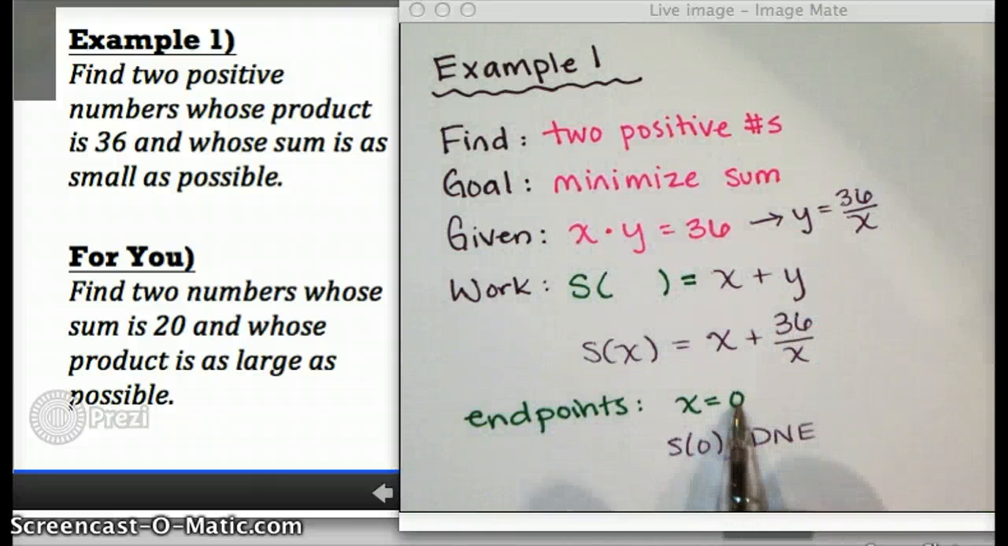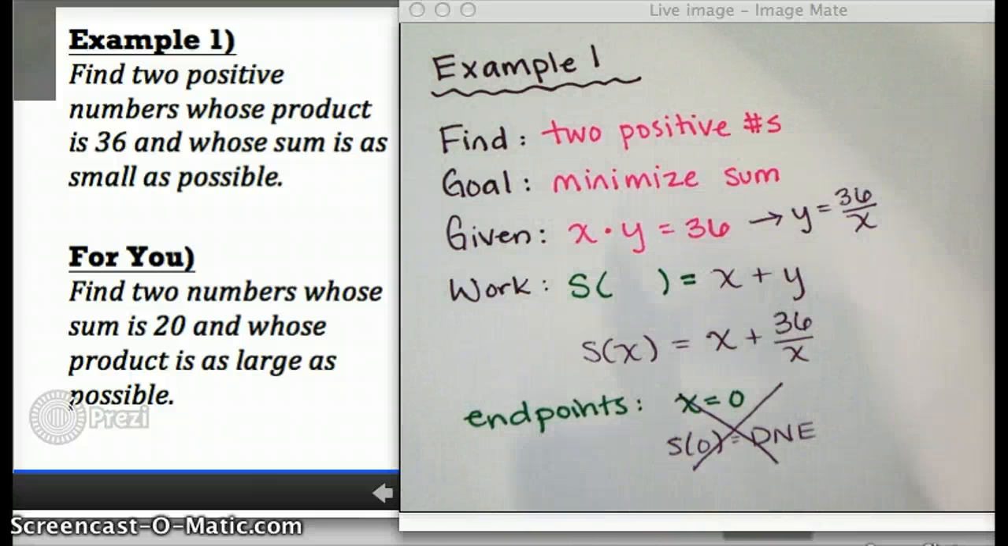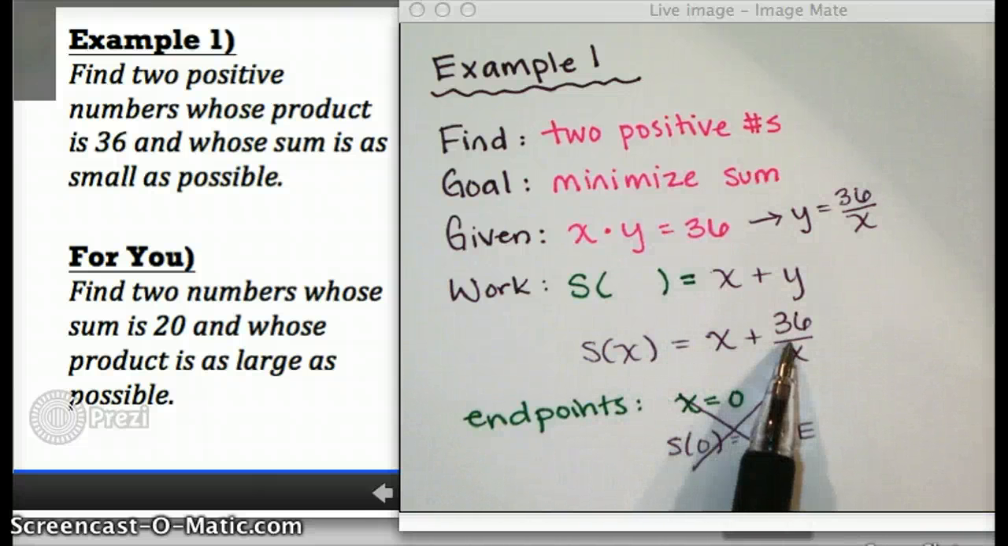When we plug 0 into the function, we get a domain violation. So we don't actually have to worry about endpoints in this example. If you had endpoints that were not domain restrictions, what you would do is identify what the x values are, whether they're lowest or highest, and then plug those x values into your function and just keep track of the y values for future reference.